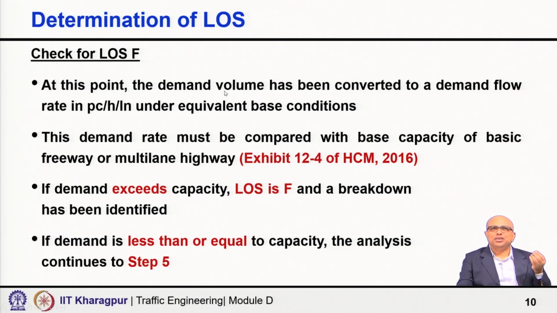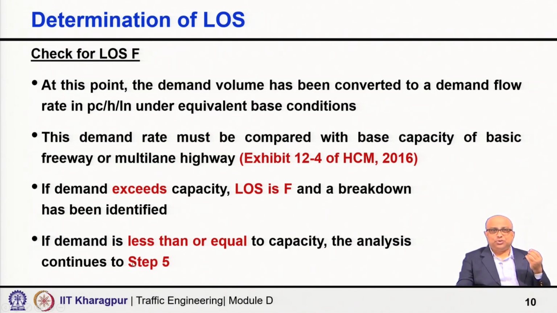So, at this point the demand volume has been converted to a demand flow rate in passenger car per hour per lane under equivalent base condition, and the demand rate therefore must be compared with the base capacity of the basic freeway or multi-lane segment, as I said earlier. And if the demand exceeds capacity, that means volume to capacity ratio is greater than 1, then straight away we can say the LOS is F.